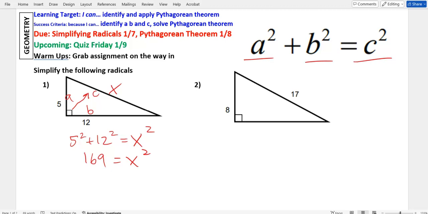And we're not done because we need to get rid of that square. And what's the opposite of square? Square root. So the question is, what is the square root of 169?